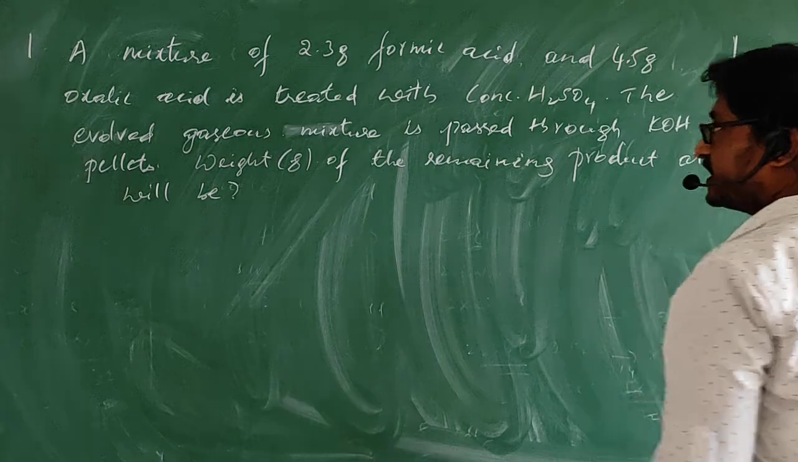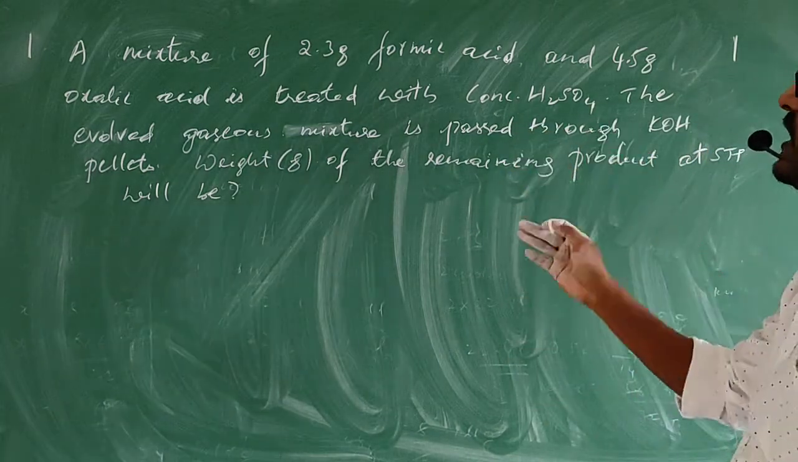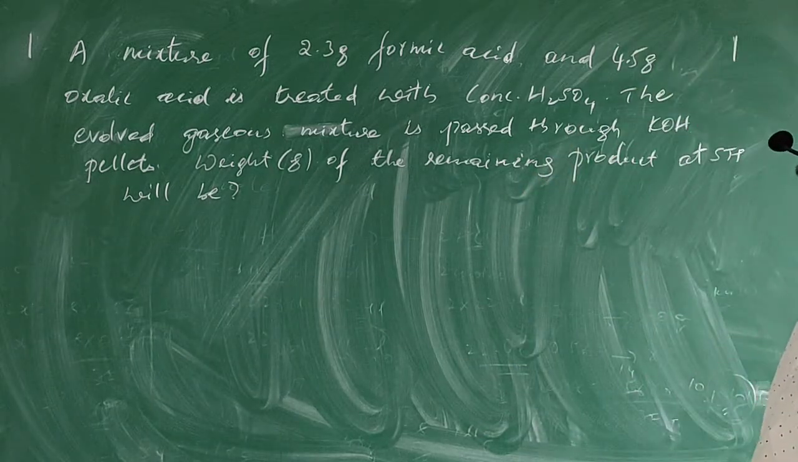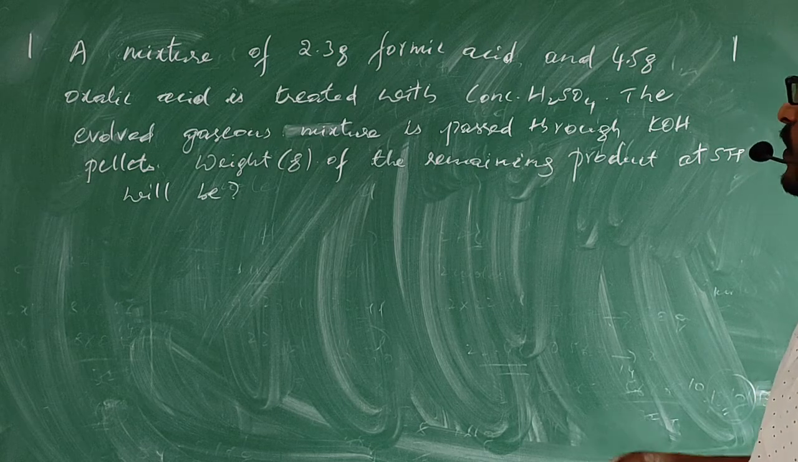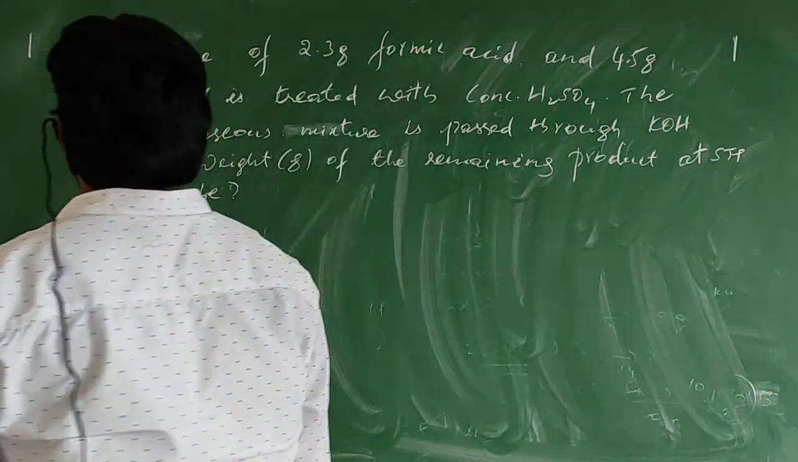Okay, so what he is saying in the question, 2.3 gram formic acid and 4.5 gram oxalic acid are treated with concentrated sulfuric acid. Later they are passed through KOH. So what will be the weight of the remaining product? He is asking. Okay. Let us first make the reactions.